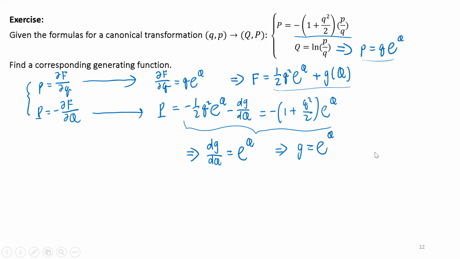Okay. So therefore, this generating function f is given by 1/2 small q squared e to the capital Q plus e to the capital Q. Now with this generating function, you can verify that you can indeed obtain this canonical transformation relation.